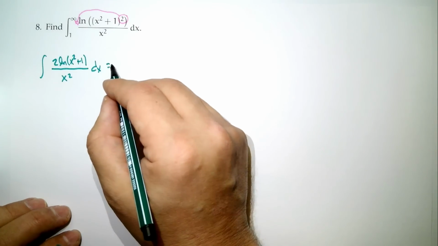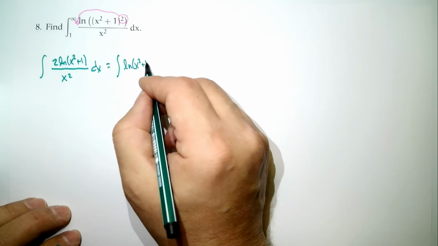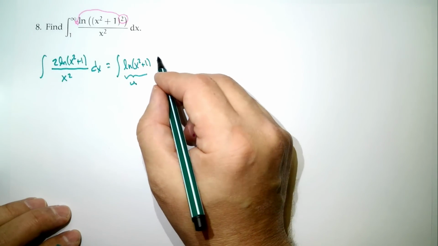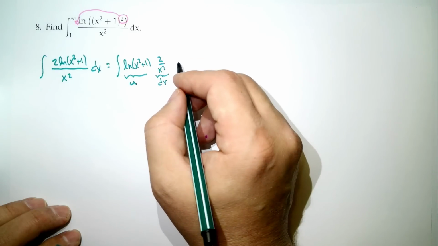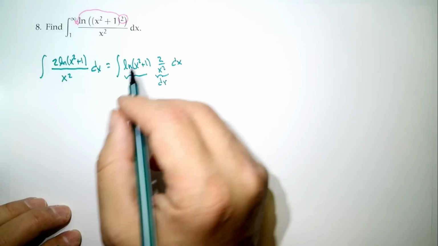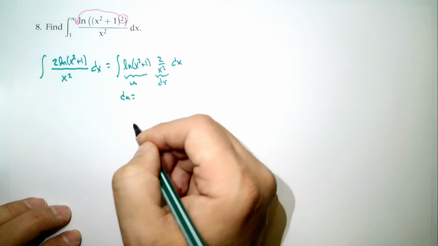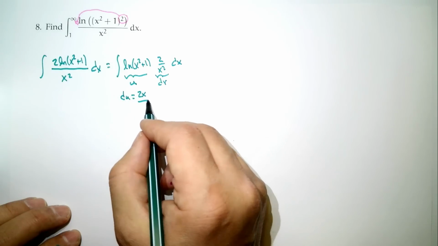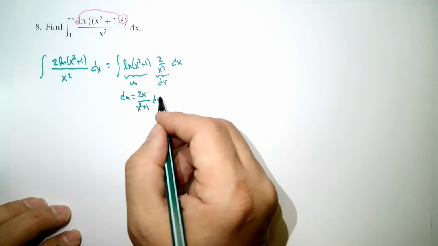All right, so let's rewrite this, sort of setting us up for parts. And when we're thinking a log for parts, we're thinking of saying that log, that's going to become the u. So then everything else, that'll become our dv. All right, so what's the derivative of log of x squared plus 1? 2x over x squared plus 1 dx.